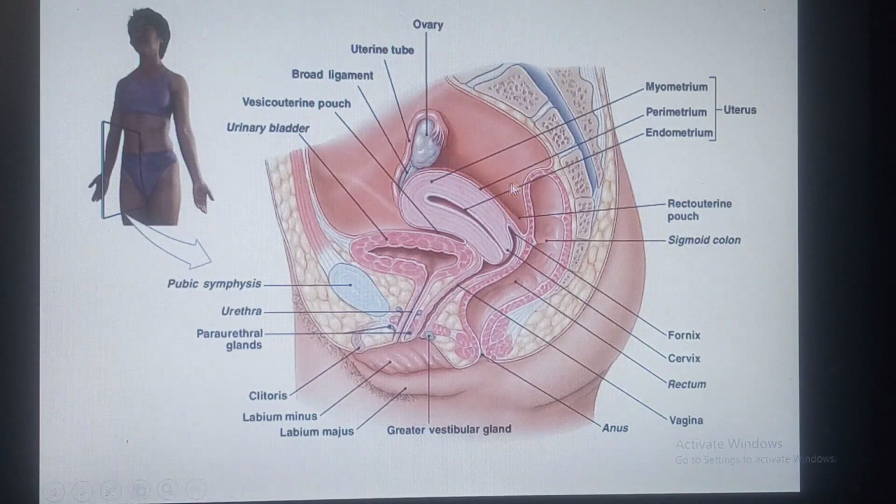Now this is the posterior cul-de-sac, or space or pouch, in females. Then we also have an anterior cul-de-sac, which is less deep, or quite shallower, compared to the posterior cul-de-sac. This anterior cul-de-sac is between, of course, the uterus and the urinary bladder. Therefore, we call it the vesicouterine pouch, or utero-vesical pouch. So, that is that for you.